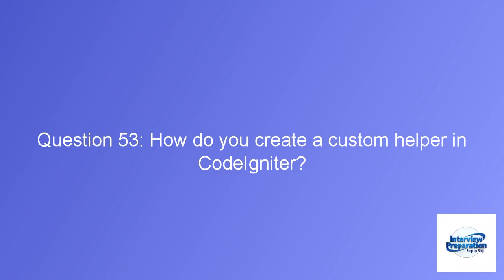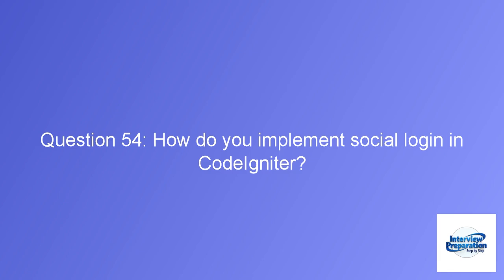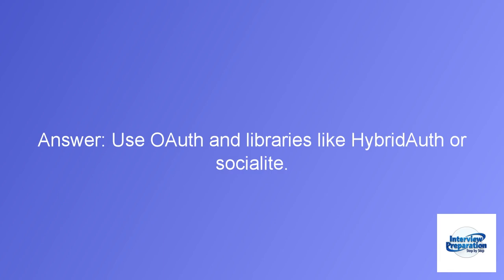Question 53. How do you create a custom helper in CodeIgniter? Answer. Create a file in application/helpers, and load it using $this->load->helper. Question 54. How do you implement social login in CodeIgniter? Answer. Use OAuth and libraries like HybridAuth or Socialite.